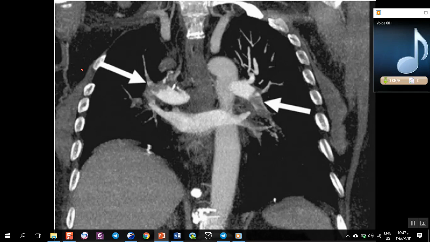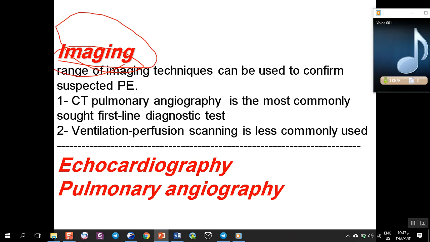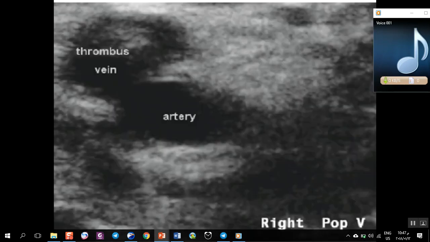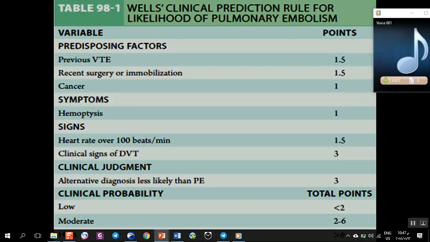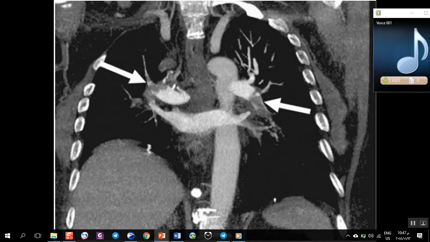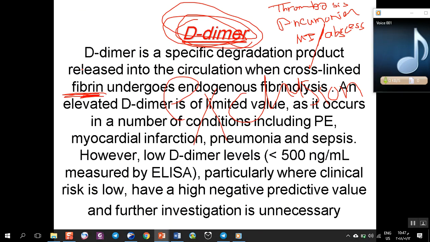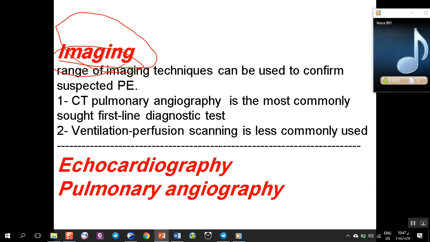Useful for the diagnosis of embolism. The ventilation perfusion scanning is less commonly used. I'll show you. Scanning of the ventilation and perfusion. Ventilation is air. Perfusion is blood. You give radioactive gas by inhalation.